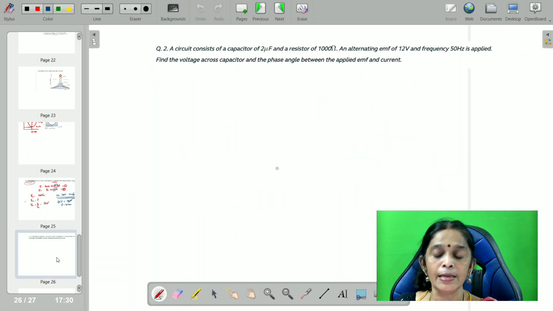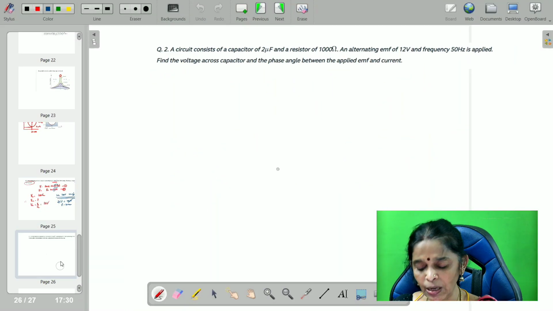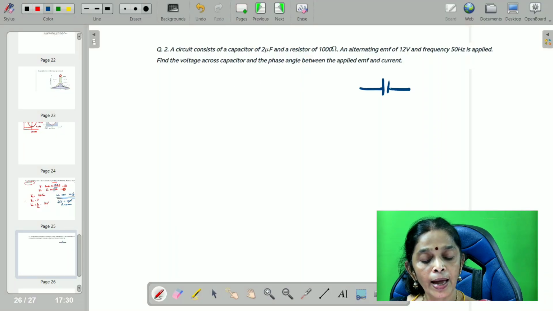One more question, let us see. This one, hope you understand, is in a similar way. A circuit consists of a capacitor of 2 microfarad and a resistor of 1000 ohms.